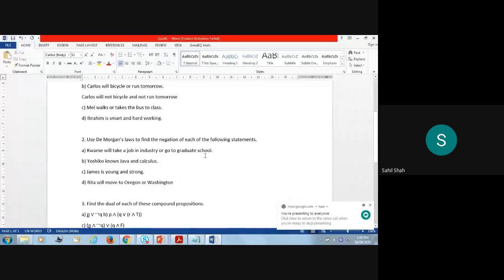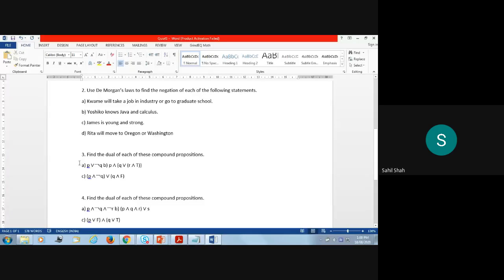I hope it is fine. Now, the next question is about finding the dual of given propositions. We have been provided with the proposition P or negation Q. What will be its dual? Any answers in the chat box for the first as well as the second? What are the duals? Dual will be P conjunction negation Q.